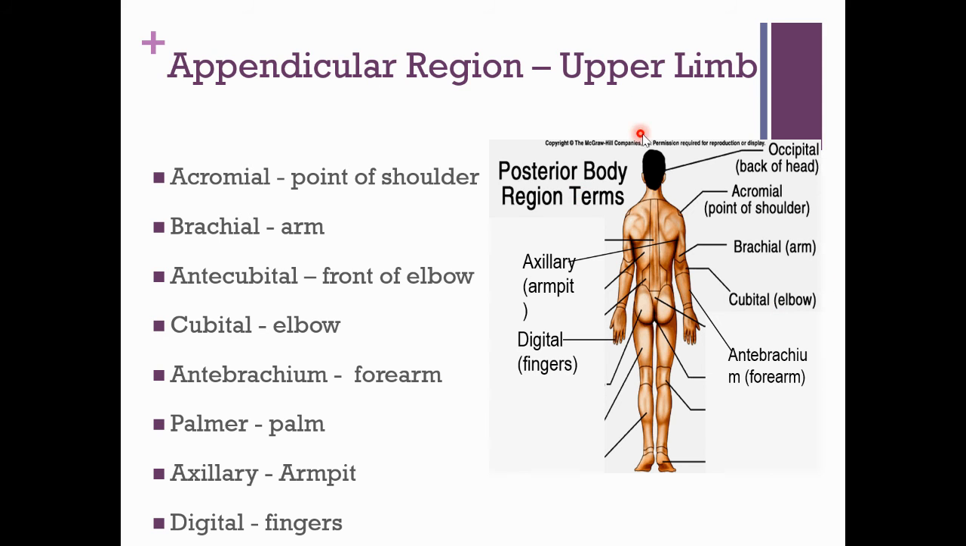Looking also at the upper limbs, when we look at that appendicular region, there is the acromial, so the point of the shoulders. Brachial is the arms. Antecubital is the front of the elbow. Cubital is going to be the elbow. Antebrachial is going to be the forearm. Palmar for the palms. Axillary for the armpit, and then digital for the fingers.